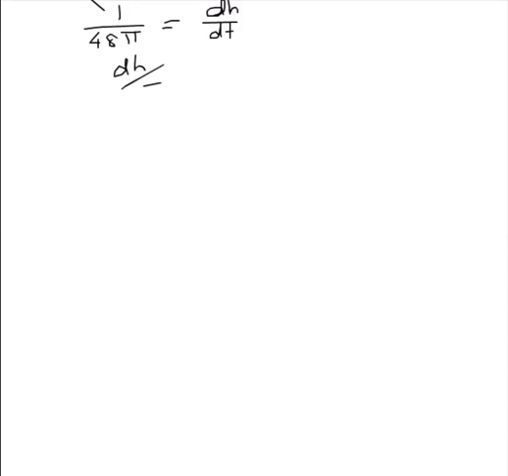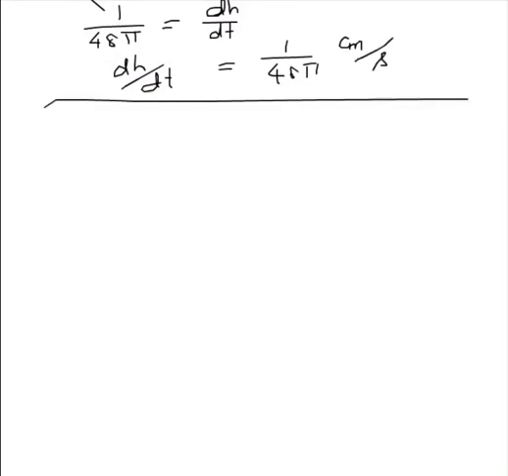So dh by dt is 1 by 48 pi, and the unit is centimeter per second. So you can write the answer in words: the rate at which the height changes with respect to time is 1 by 48 pi centimeter per second. And then 15, 16, 17, 18.